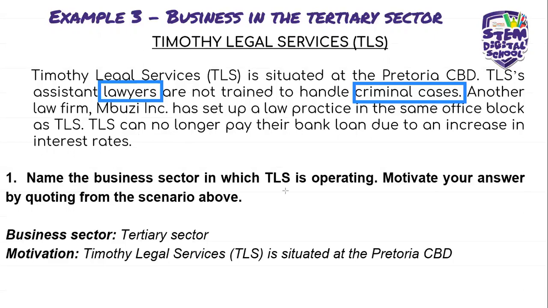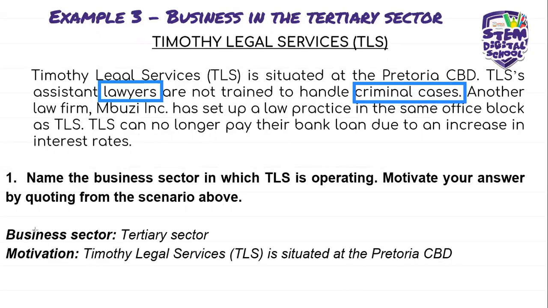Number 1 says, name the business sector which TLS is operating. Motivate your answer by quoting from the scenario above. Business sector, it's tertiary, because we are rendering a service. We are not selling products. What products are we selling? We are giving service to our clients that are facing criminal cases, right? Motivate, why are you saying this is a tertiary sector? Because TLS is situated at Pretoria. Does it make sense? No wonder they say it's a tertiary sector.